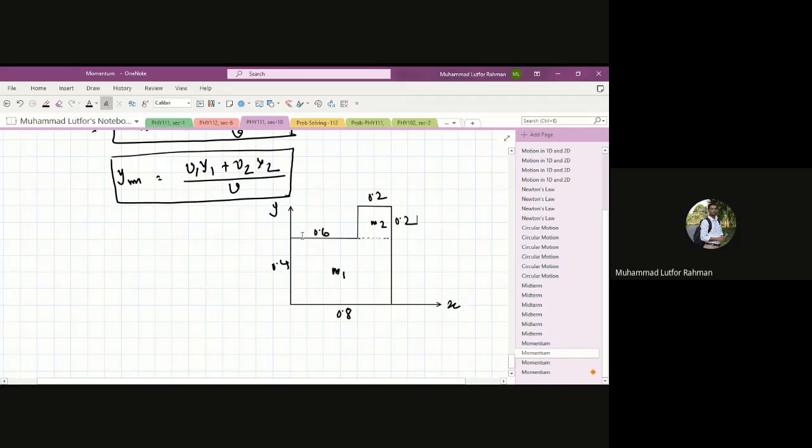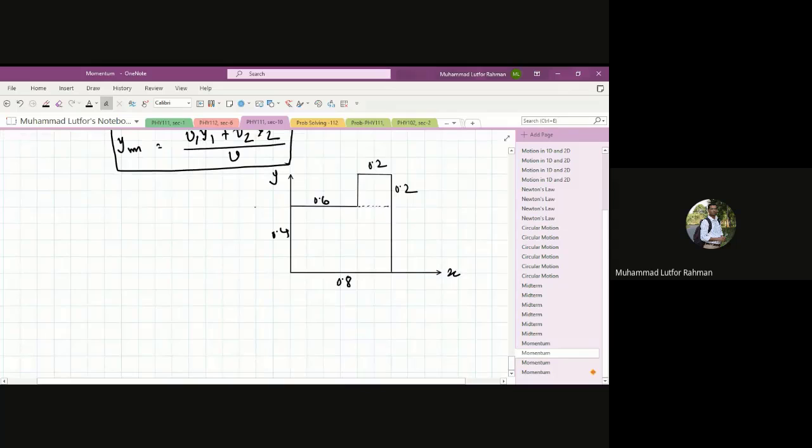I don't know the masses of this one actually. So say basically it is a 2D area. I have to find the center of mass of this system. How am I going to find it? I'll use my equation for 2D. I have to use this formula: xcom would be a1 x1 plus a2 x2 divided by total area, right? And ycom would be a1 y1 plus a2 y2.